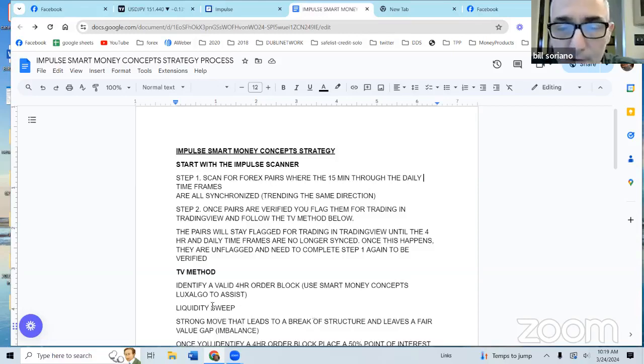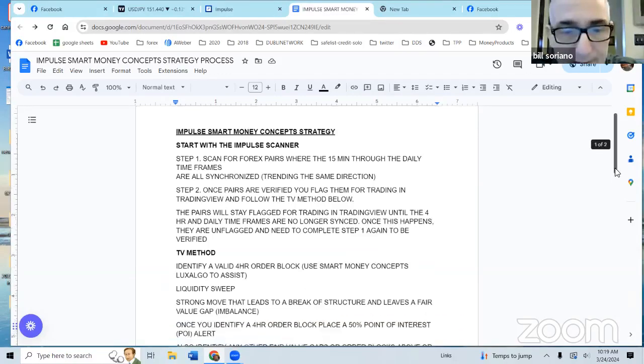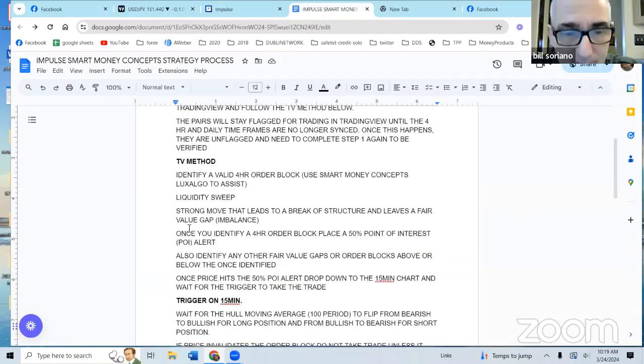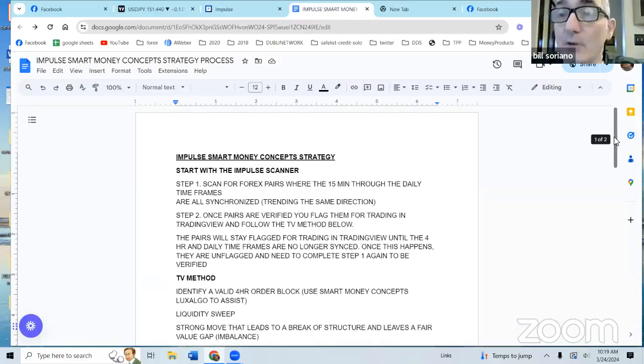Now, we're not going to go over the TradingView method below here. We are going to identify the 4-hour order block, right? So that is part of the TradingView method here. I'm going to show you where to put your alert on the 4-hour chart. Basically, I'm going to show you which pairs to look to trade this week, and where to set your alerts on the 4-hour time frame.